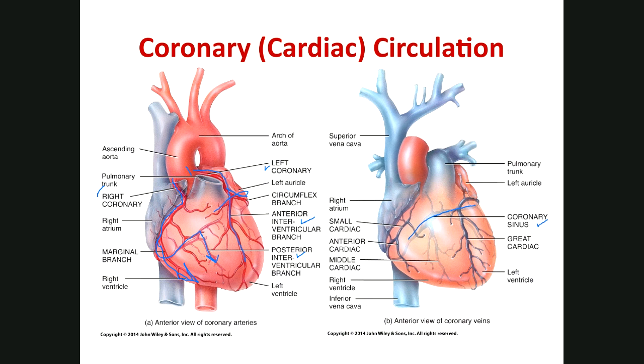So what are the smaller veins we have to know? Here's the great cardiac vein, and again, that travels in the front with the anterior interventricular branch. And in the back here, let me draw it, is the middle cardiac vein, and this is traveling with that posterior interventricular branch.